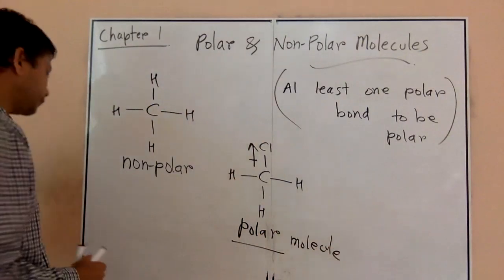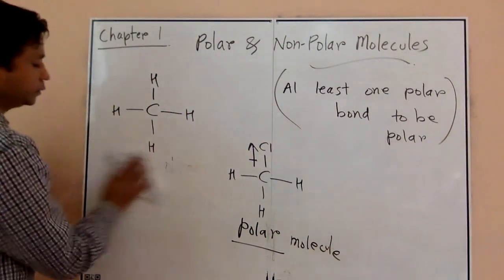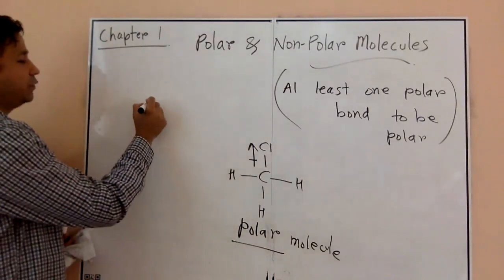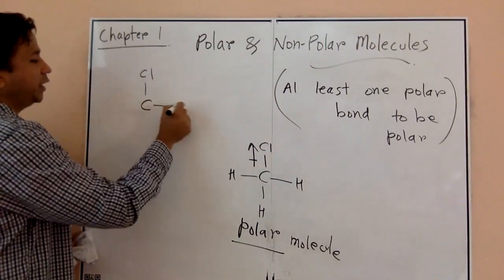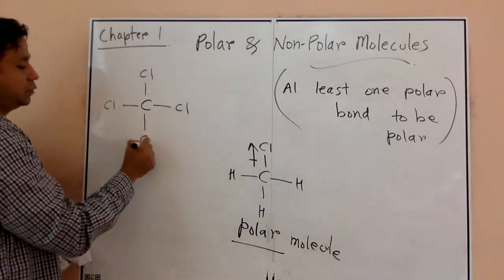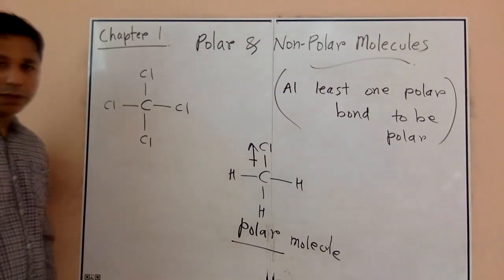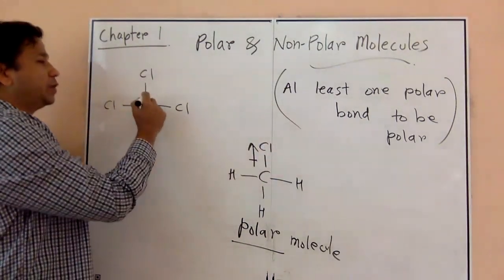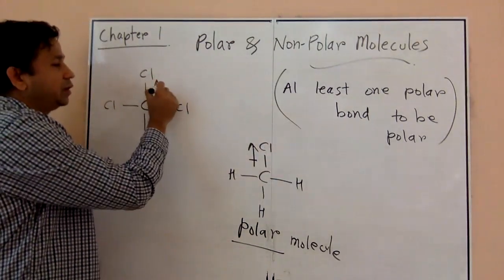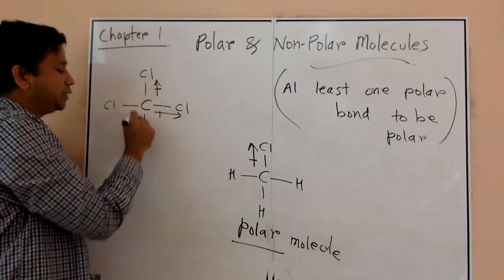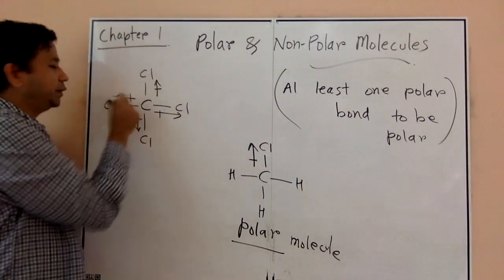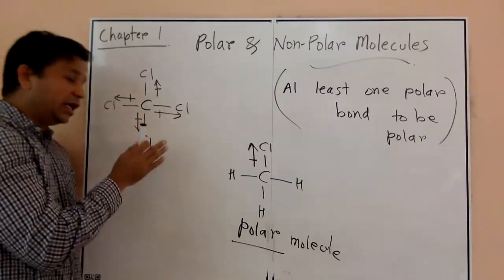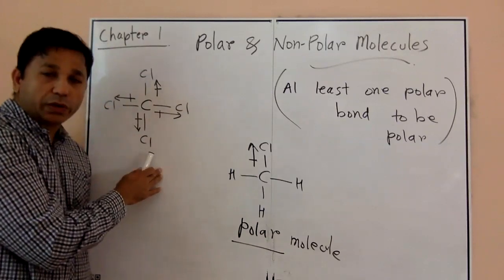All right. Let's take another example. I'm just going to modify this example here. So we have a carbon with chlorine on each side now. Do we have at least one polar bond here? Yes, the carbon-chlorine bond is polar. There's one polar bond here, one here, and one here, so we have four polar bonds. Now, is this molecule polar or non-polar?